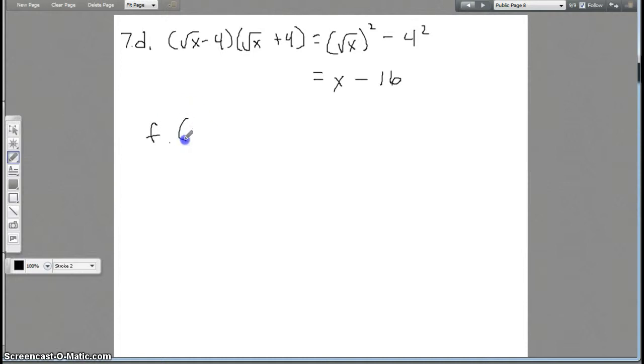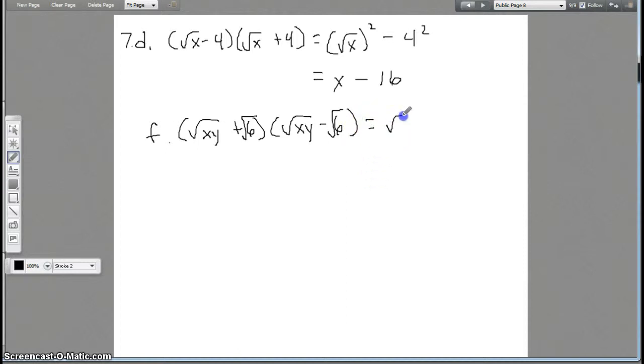Part F says the square root of xy plus 6 times the square root of xy minus 6. Now note again, this is square root 6 on both sides here. Now I want you to notice we start with square root xy in both parentheses. We end with square root 6 in both parentheses. We're taking the sum of these two terms here. We're taking the difference of these two terms there. That means we're going to end up with the difference of two squares.